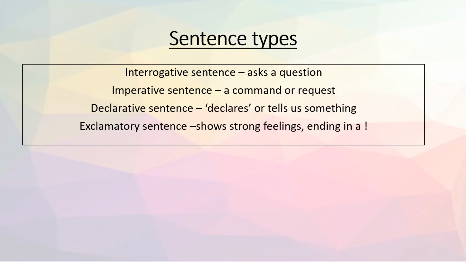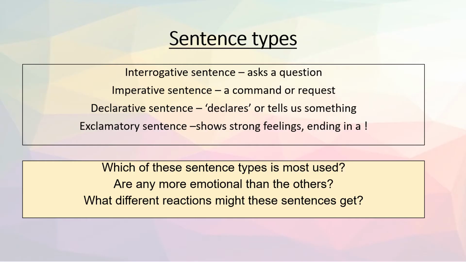written language. A few questions to consider with these sentence types are, which of these sentence types is most used? Are any more emotional than the others? And what different reactions might these sentences get? Now, hopefully you'll realise that declarative sentences are used far more than the other types of sentence, as the majority of what we say is declaring something. All my sentences so far in this video would be examples of declarative sentences. If you aren't sure of the answers of the next two questions, hopefully these examples that we're going to go through will help you to come up with some ideas.